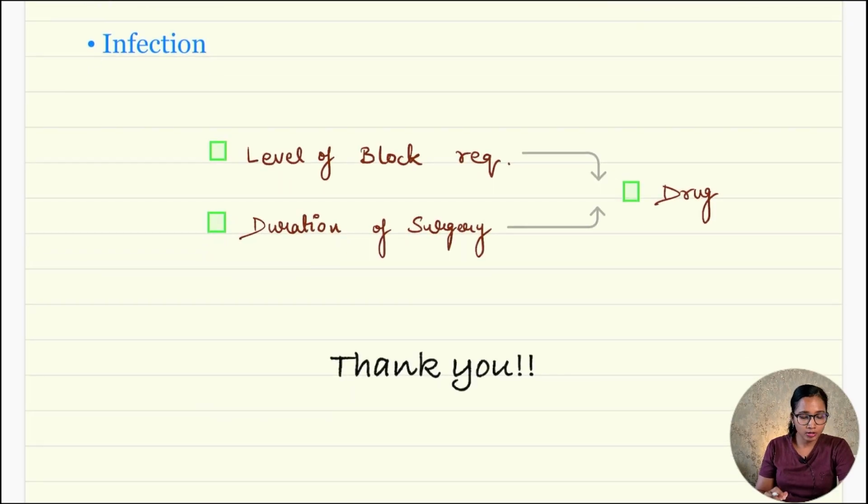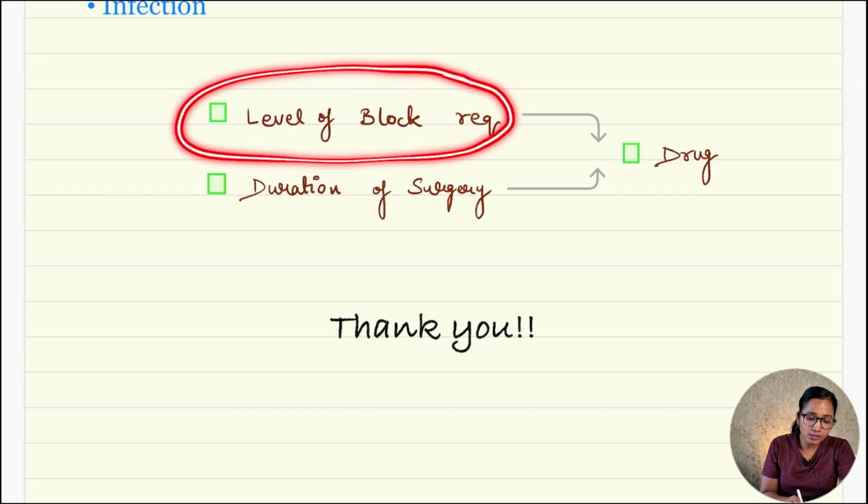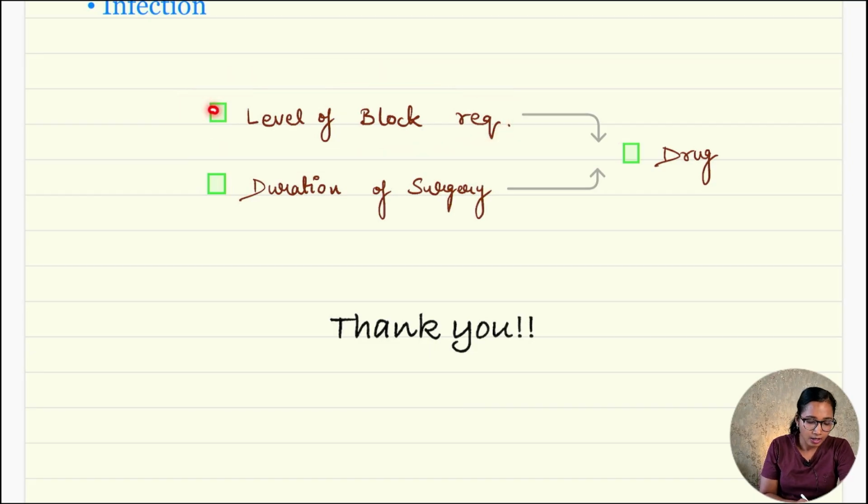So after all of this, after history taking and examination, you will discuss with the surgeon. You will ask for the expected duration of surgery. You will assess the level of block required. After confirming these two, level of block and duration of surgery, you will decide the drug dosage and then you will proceed for neuraxial blockade or subarachnoid block.